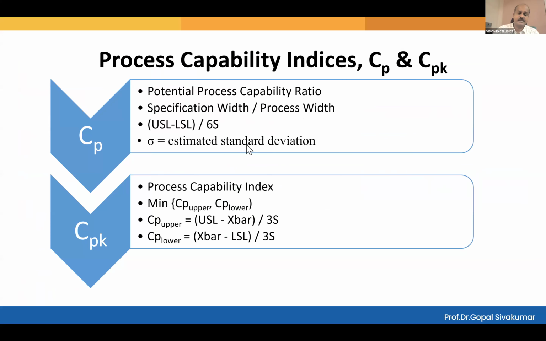Look at the formula. CP is USL minus LSL by 6 standard deviation. CP upper is USL minus X bar by 3S. CP lower is X bar minus LSL by 3S. CPK is the minimum of CP upper and CP lower. This is what I taught you. This is the potential process capability ratio. This is the process capability index.